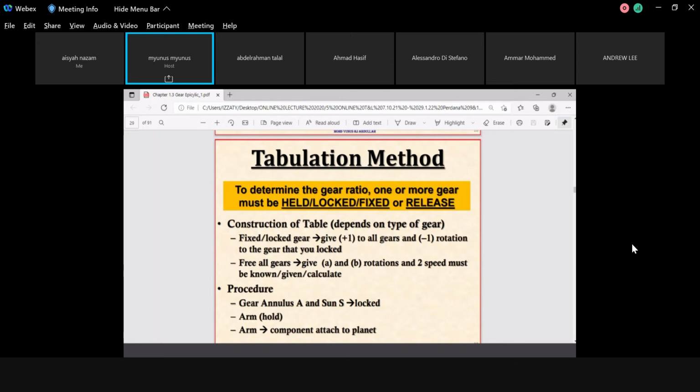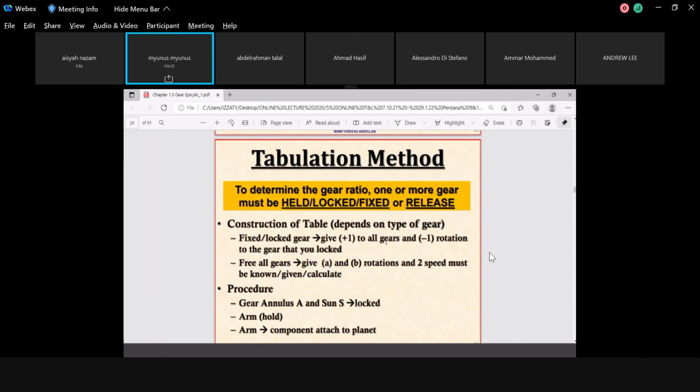The construction table depends on the type of gear. Look at here, listen very carefully, type of gear. We are still talking about epicyclic gear, but you have two types of gear. I will explain later on that one. So if you want to fix the gear, you need to give plus one. This is the formulation.